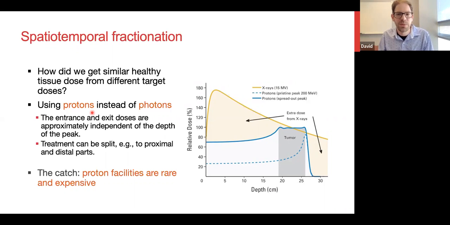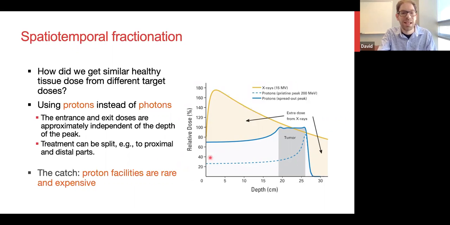The difference between protons and photons is that photons simply go through the whole patient. If we irradiate the tumor, then we are also irradiating all the volume in front of it and behind it. In fact, we deliver more dose in front of the tumor than to the tumor itself. Whereas with protons, we can effectively aim at a specific depth in such a way that we have some relatively constant low dose delivered to the part that's before the tumor. Then we see this sort of dose peak delivered to the tumor itself, and then suddenly the dose goes down to zero.